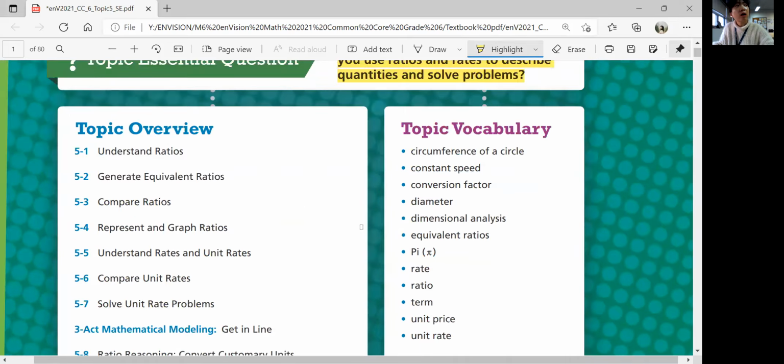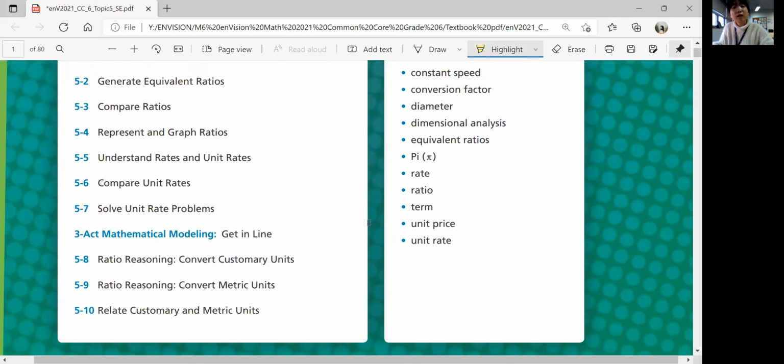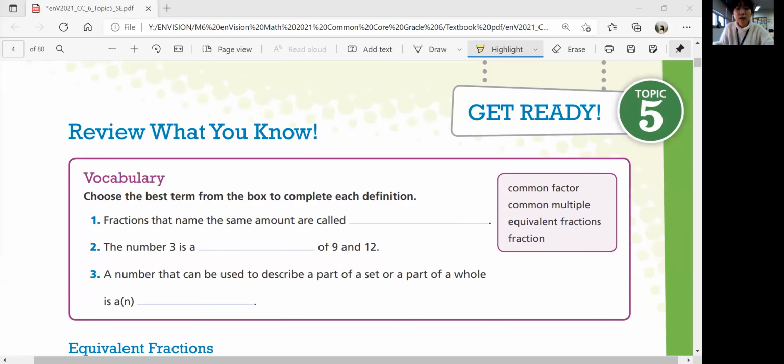We have 10 lessons total. It's a big topic. But it's okay, we'll do one by one. First, let's look at page 263 and review what we know.